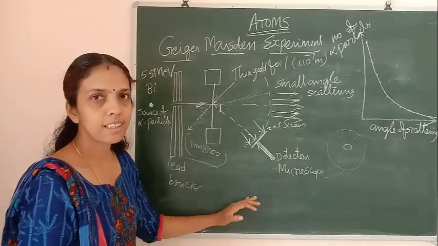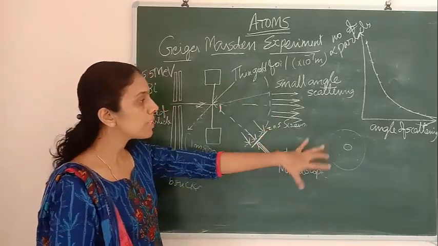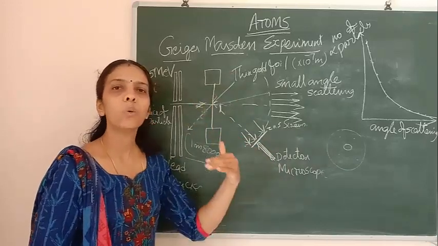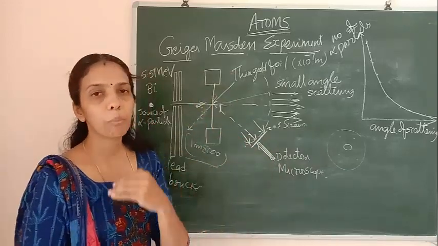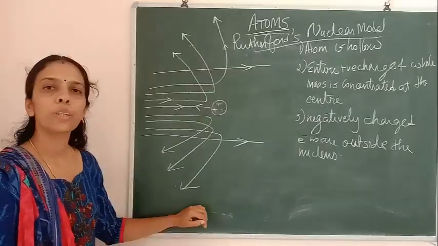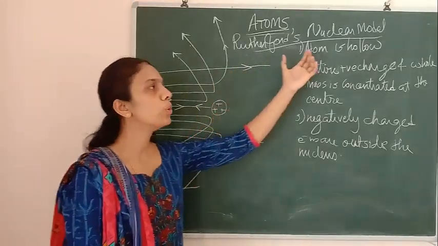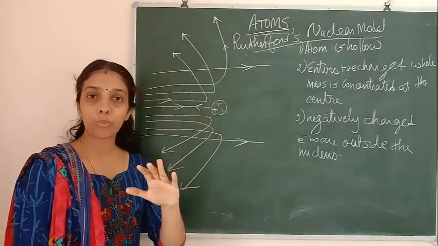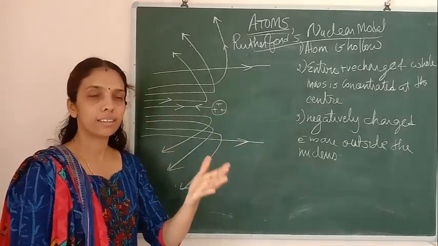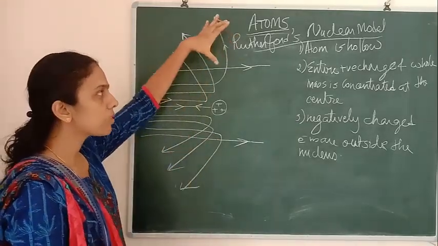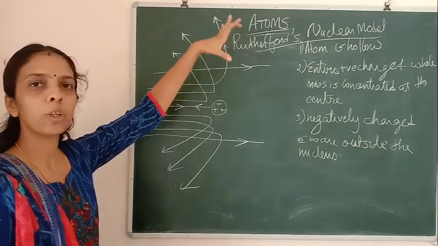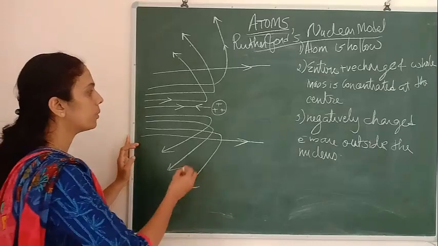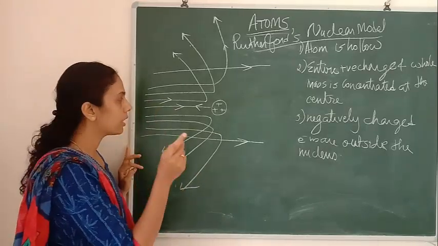Okay, clear this? So next we will be studying, using this experiment, how Rutherford explained his nuclear model of the atom. So next one is Rutherford's nuclear model. Geiger and Marsden did the experiment, and using that experiment Rutherford explained his nuclear model. As per the experiment, you are remembering, right?